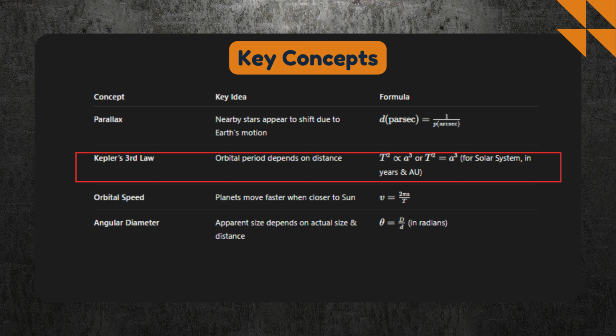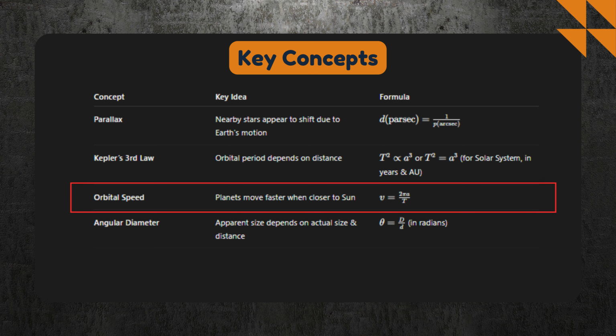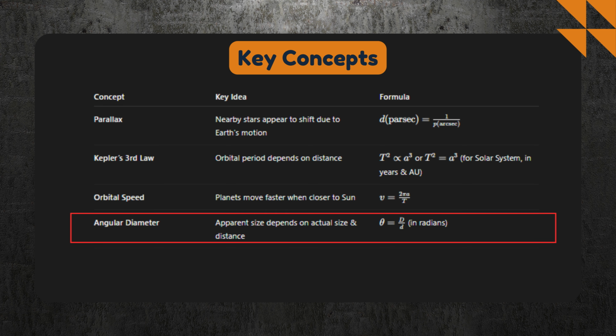For numerical problems, we often use the ratio formula. The square of one planet's period over the square of another equals the cube of its semi-major axis over the cube of the other. The orbital speed of a planet can also be calculated as the circumference of its orbit divided by the orbital period. Another useful concept is angular diameter, which tells us how large a celestial object appears from Earth. It is calculated as the object's physical diameter divided by its distance, and it helps determine the apparent size of planets or stars in the sky.